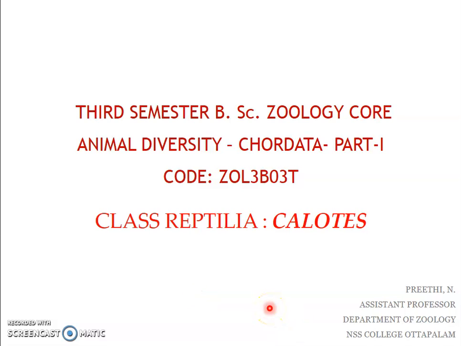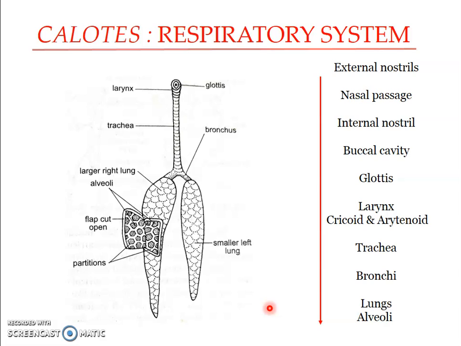So welcome back to the presentations on the type species Calotes and the class Reptilia. This presentation brings to you the detail on the respiratory system of Calotes. The major respiratory organ is the lungs, a pair of lungs obviously.